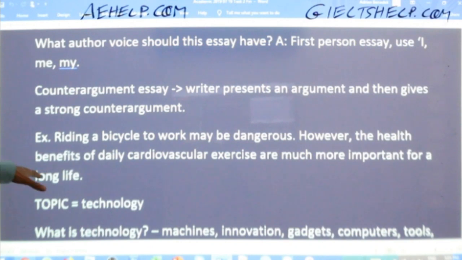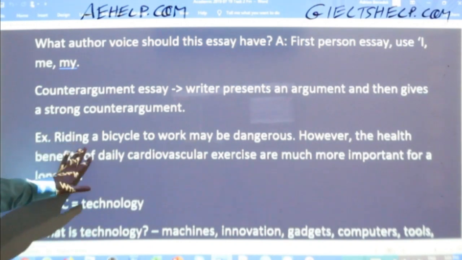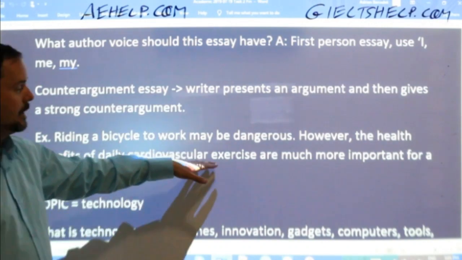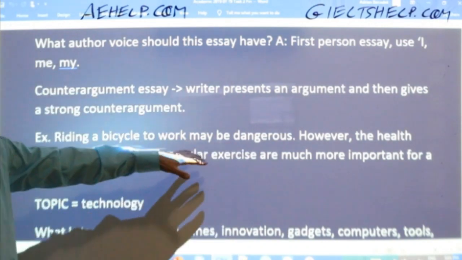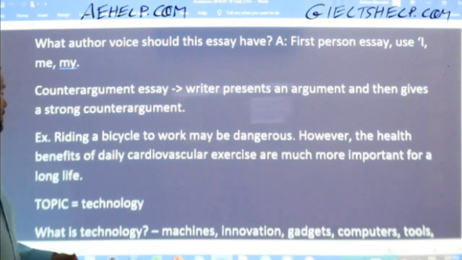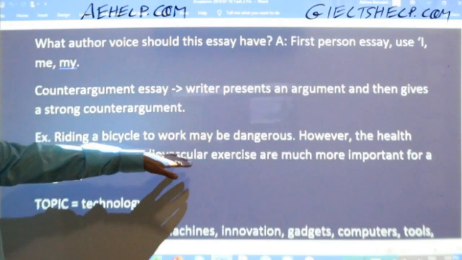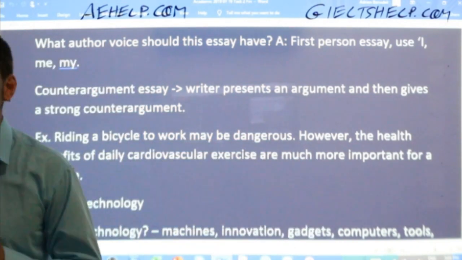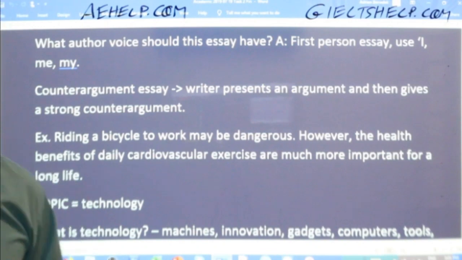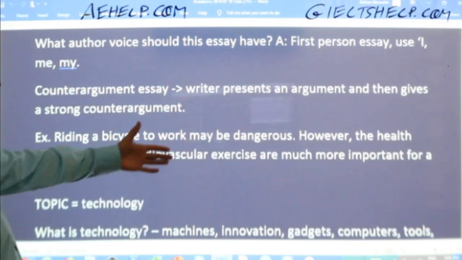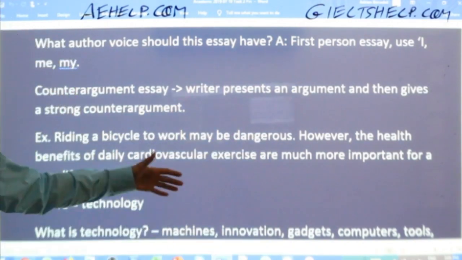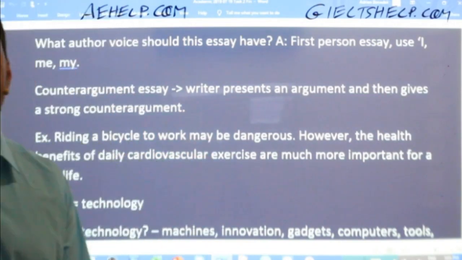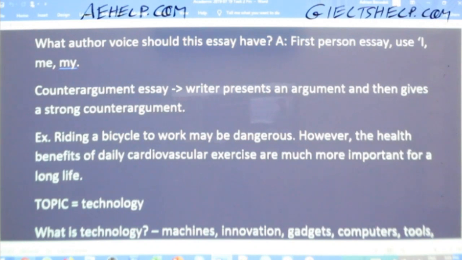So here was an example of a counter-argumentative piece of writing. Riding a bicycle to work may be dangerous. However, the health benefits of daily exercise are much more important for long life. So that's an argument. Riding a bike is dangerous, but the health benefits for your heart and exercising is much, much more important. So that's what we're focusing on today.